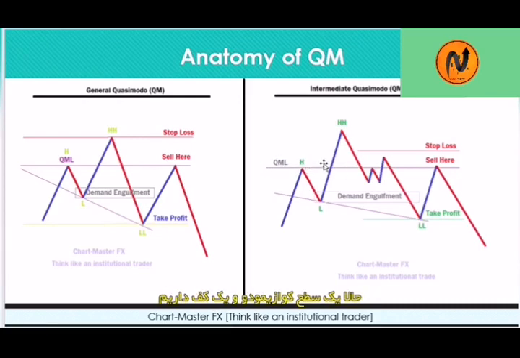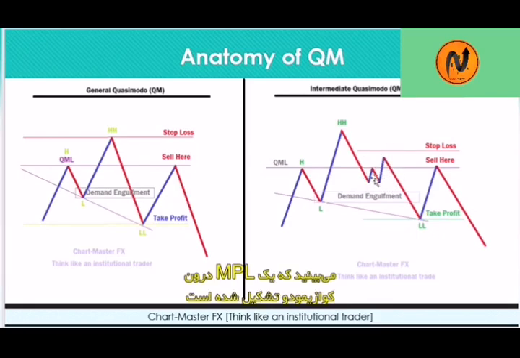So now we have a Quasimodo and we have a low. So once we have a low here, we can see that this demand was engulfed. And take note that before the demand was engulfed, there was an MPL that was formulated here. So those who have watched the video of MPL, you understand what I am talking about. And this is MPL type 3.